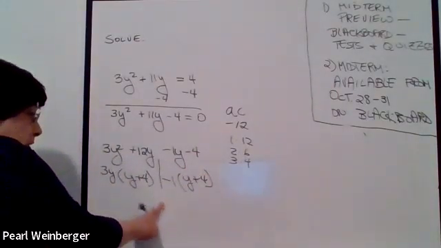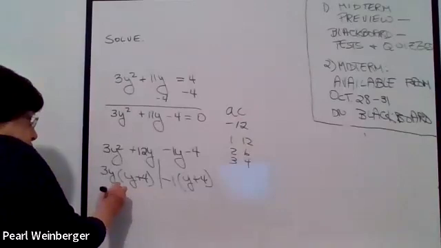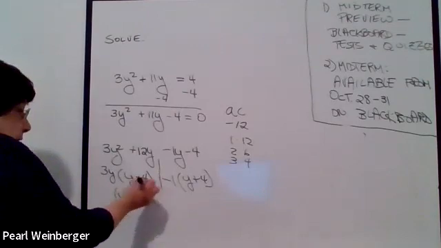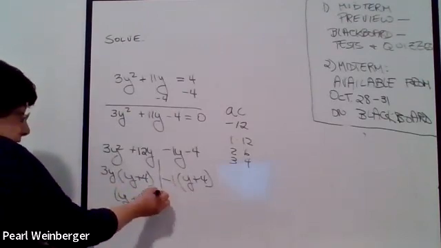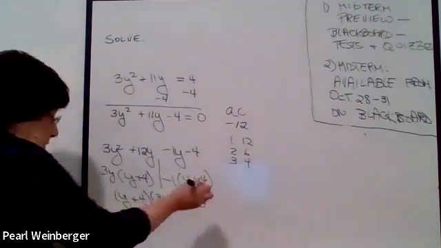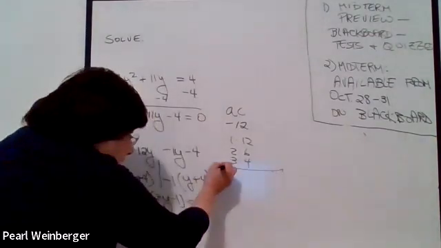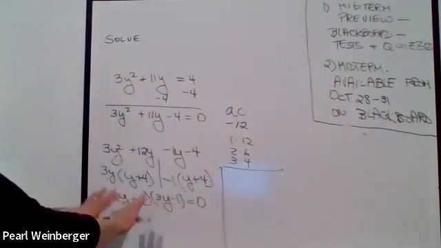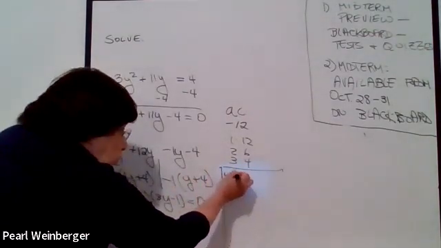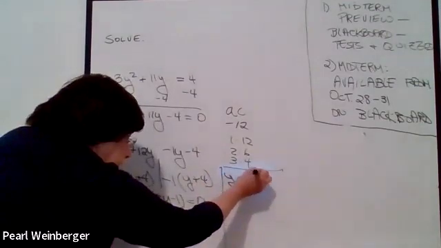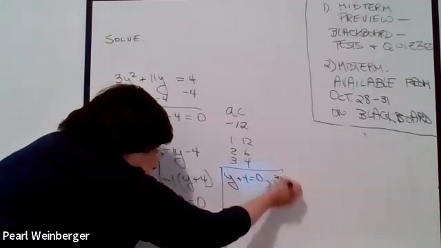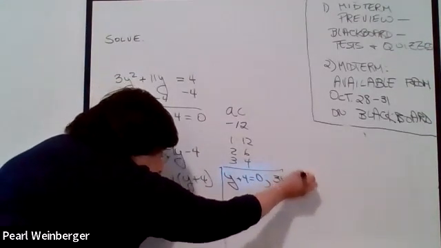So now we can take the y plus 4, our common factor, in one parentheses. Our other parentheses are the things that are on the outside, the 3y minus 1, and this equals 0. So that we now come to the point where we have our two smaller equations. The y plus 4 equaling 0, we split this up. And the 3y minus 1 equaling 0.